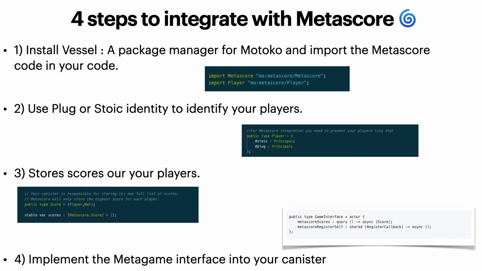Metascore scores is a function that will be called periodically by the Metascore canister to check your array of scores, so the array we discussed previously, and update the leaderboard if needed. Metascore register self is also a function that will be called by the Metascore canister, but this time it will be called when you try to register, and basically your canister will answer this call with some metadata, for instance, the name of your game. That's it for the basic steps, so let's dive into the code.